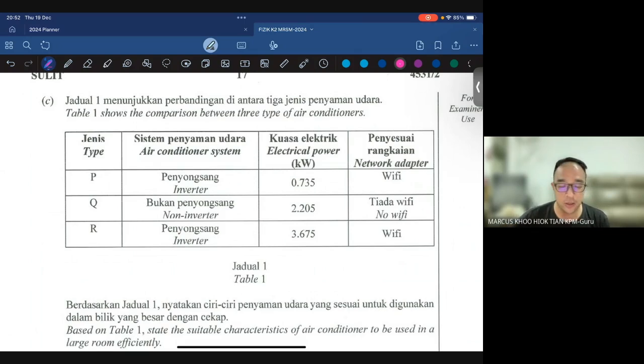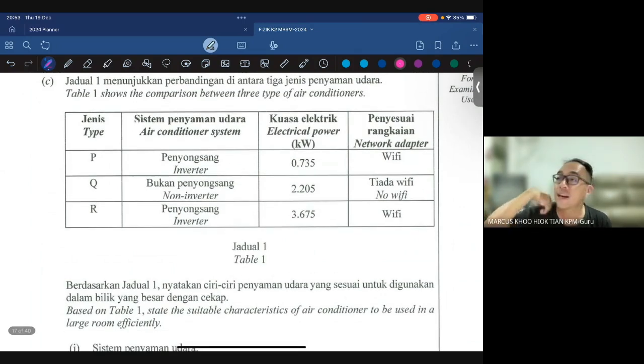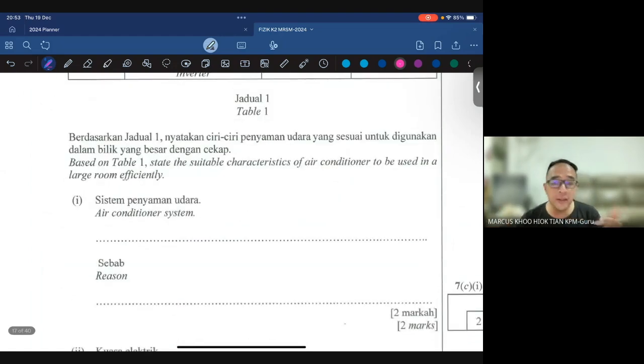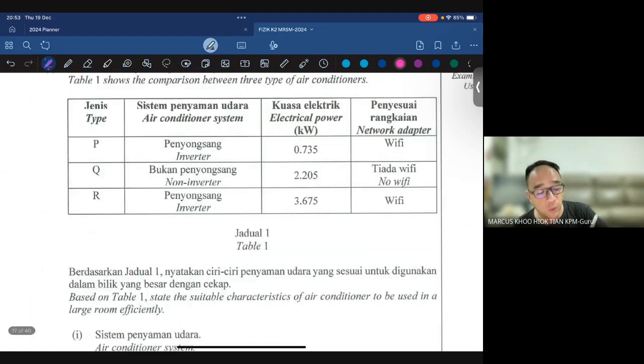Table 1 shows the comparison between three types of air conditioners. So this is how physics is already. You also have to know about what's happening with air conditioners. We call this inverter, and non-inverter. Generally we prefer inverter air conditioners because they are known to be energy saving: save electrical energy, less heat energy released, or less heat loss.